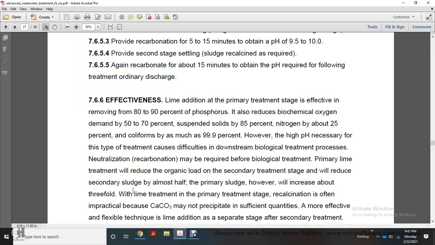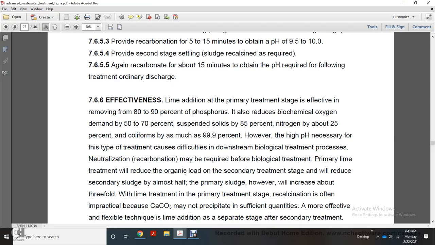Treatment effectiveness. Lime addition in the primary treatment stage is effective at removing 89% of the phosphorus. It also reduces the biochemical oxygen demand by 50 to 70% and suspended solids, with about 85% of the nitrogen and about 25% of the coliforms removed, as much as 99.9%. However, the high pH necessary for this type of treatment causes difficulty for downstream biological treatment processes. Neutralization or recarbonation may be required before biological treatment.